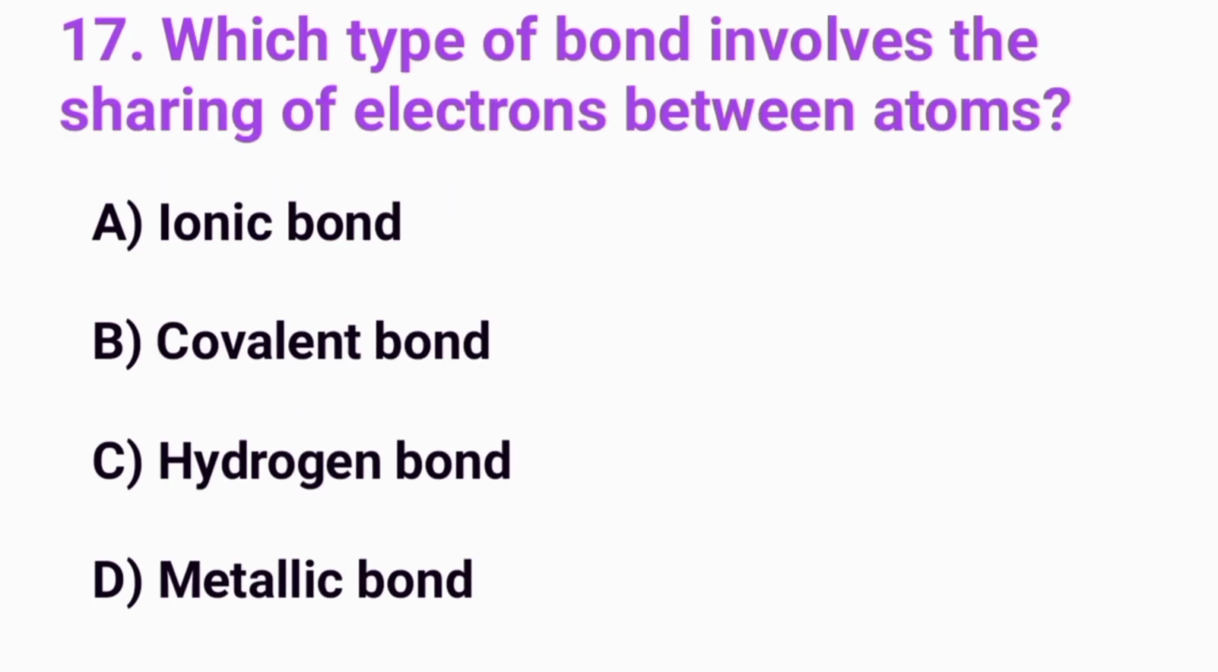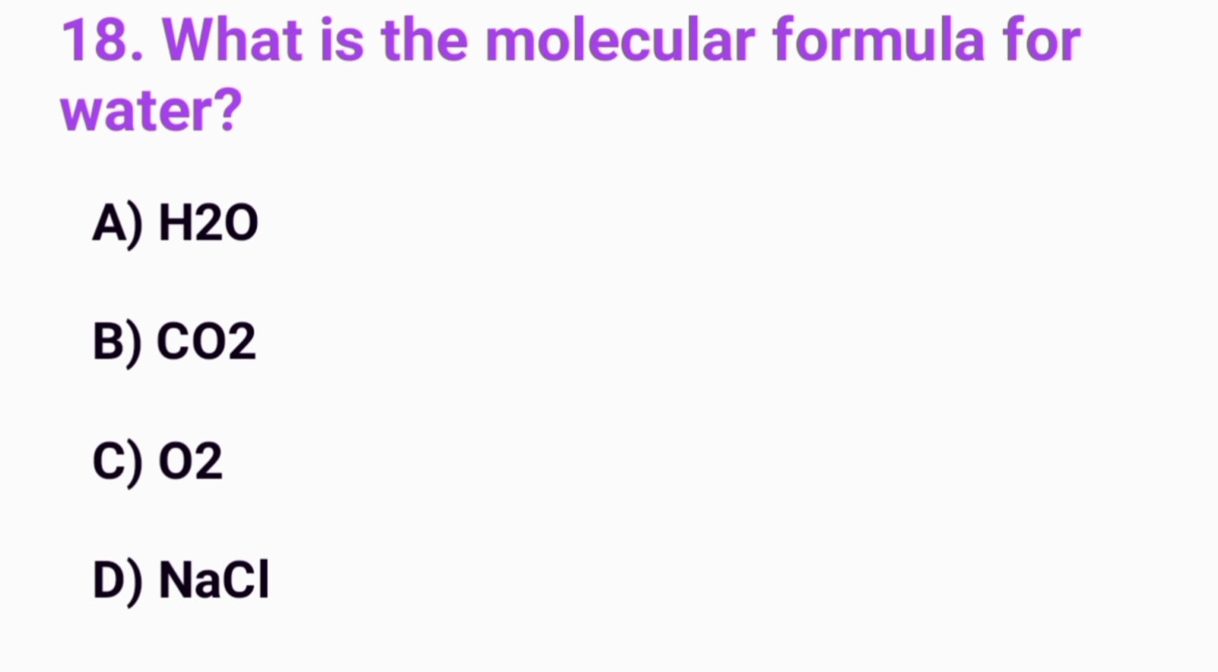Question number 17. Which type of bond involves the sharing of electrons between atoms? The right answer is option B. Covalent bond. Question number 18. What is the molecular formula for water? The right answer is option A. H2O.